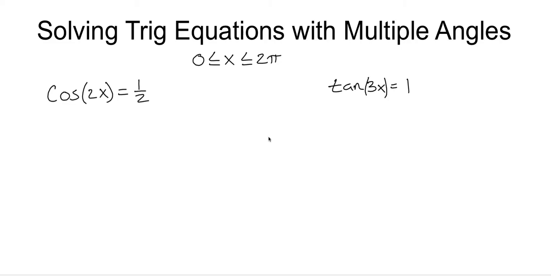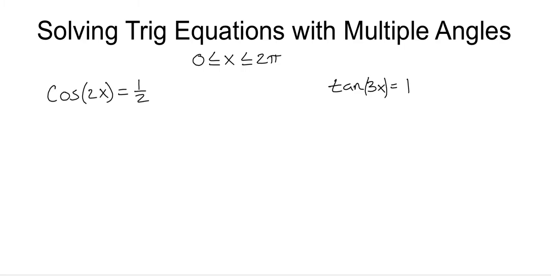So in this video, we're going to talk about how to solve trig equations that involve multiple angles. In each of these cases, we've got a cosine and a tangent, and they've each got multiple angles inside. So they've got a cosine of 2x and a tangent of 3x, each equaling a constant. Really, when we solve these, we have to account for a variation in the period. This 2 right here and the 3 right here are going to change how many rotations we get in the same interval of 0 to 2 pi.